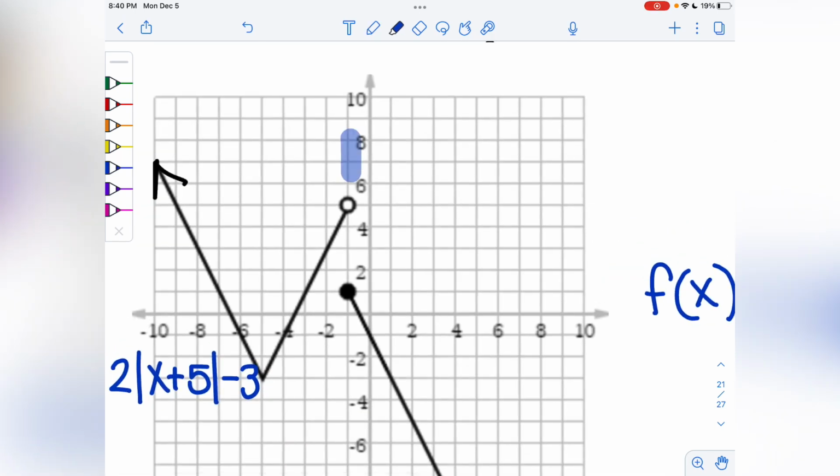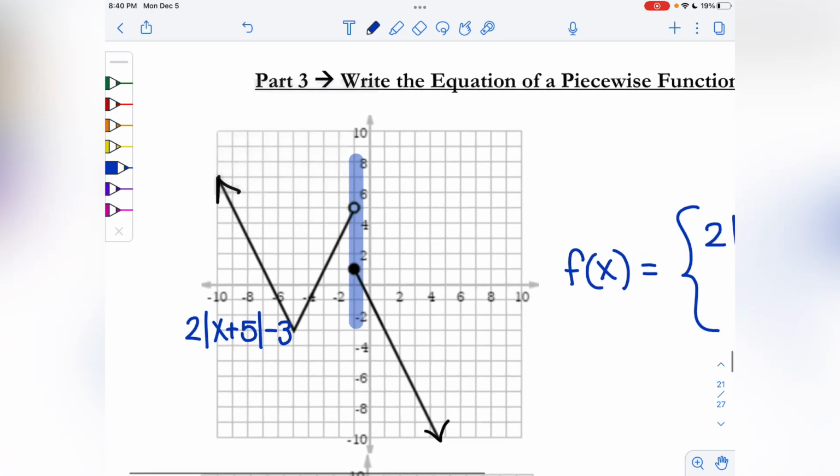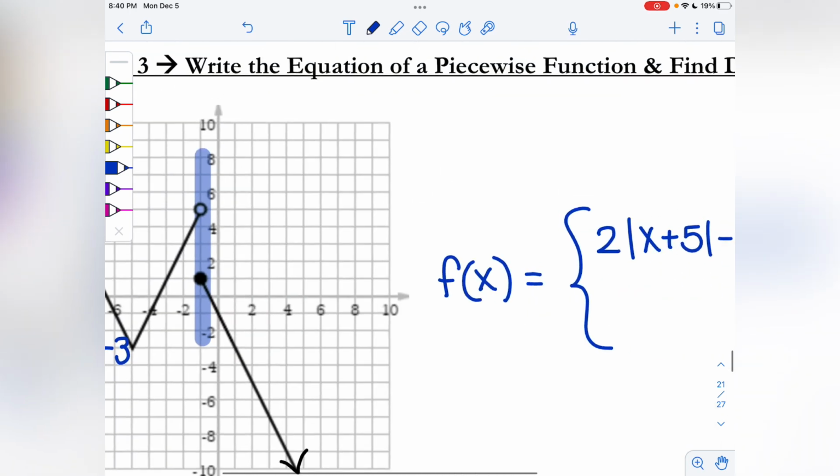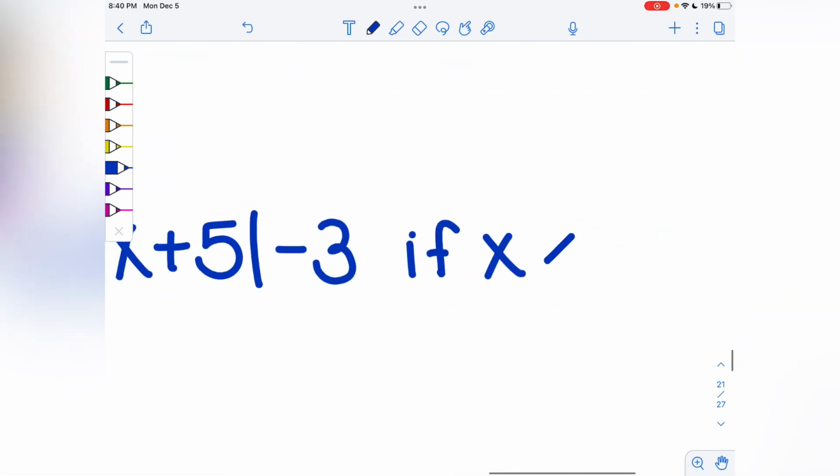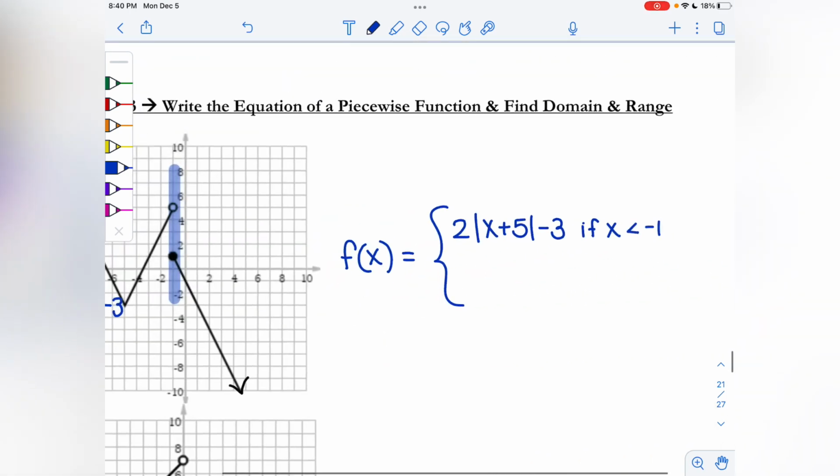So here's the breaking point. I suggest highlighting that. And since the V is to the left of that, it's less than. And again, this is open, so it's not or equals. So the V is to the left of the break, which occurs at x equals -1. So if x is less than -1.